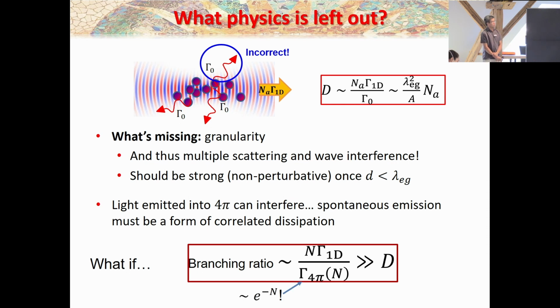One of the punchlines of what I'll discuss in the coming slides is that that suppression can, in some cases, be exponential in N. So when you compare it to the standard optical depth prediction, you can win exponentially.